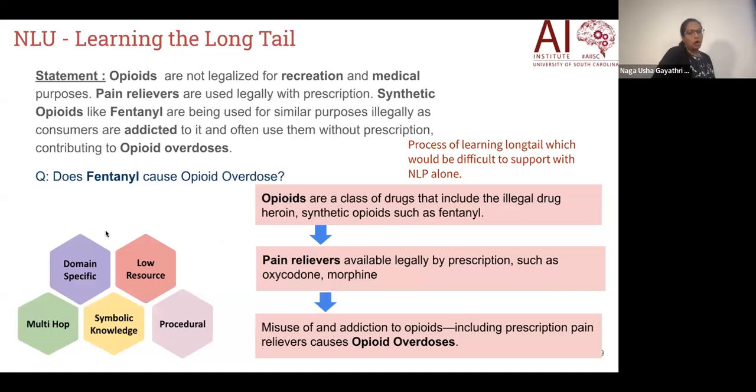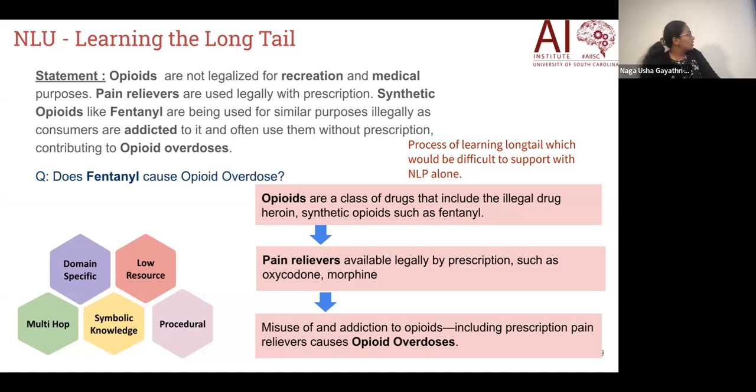So what do I mean by learning the long tail? For example, this statement is talking about opioids, pain relievers, and opiates like fentanyl being used for similar purposes illegally as consumers are addicted. So the question we posed to the system is, does fentanyl cause opioid overdose?